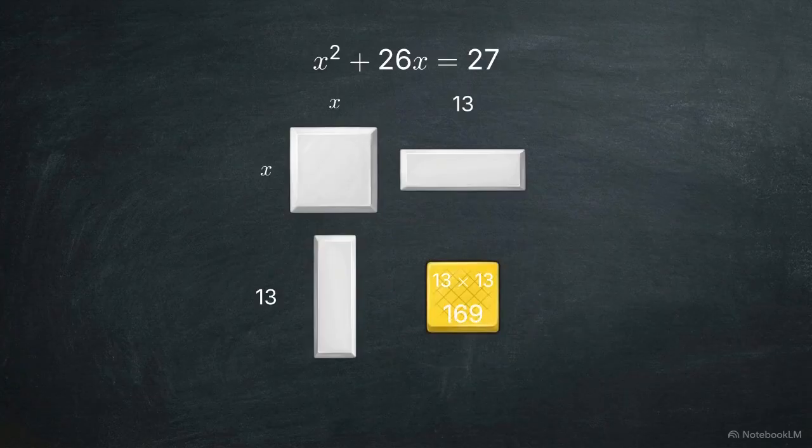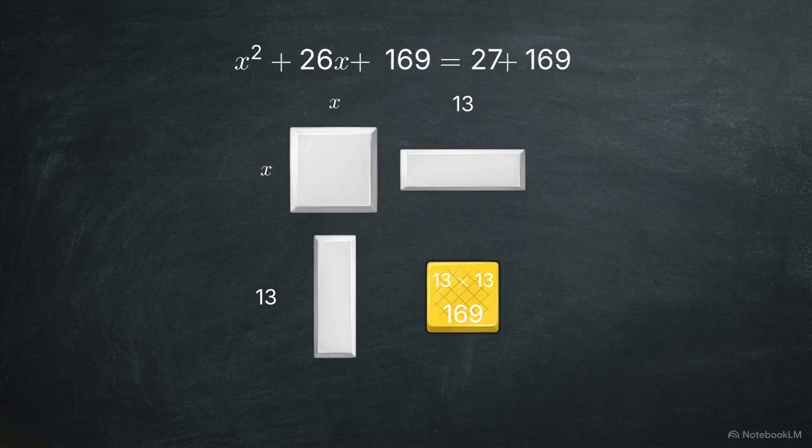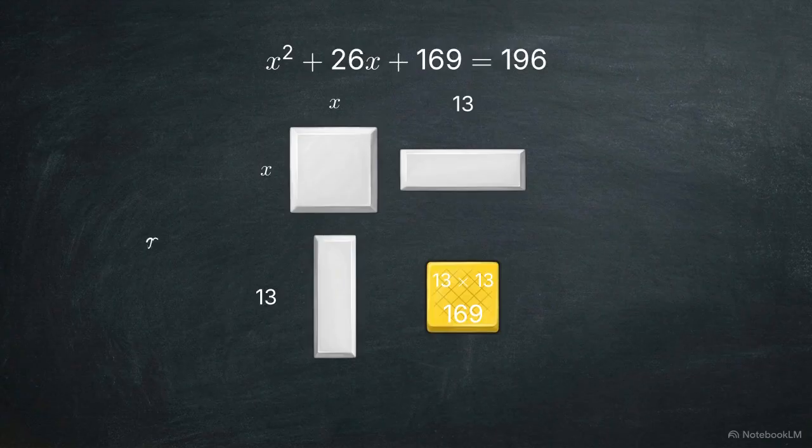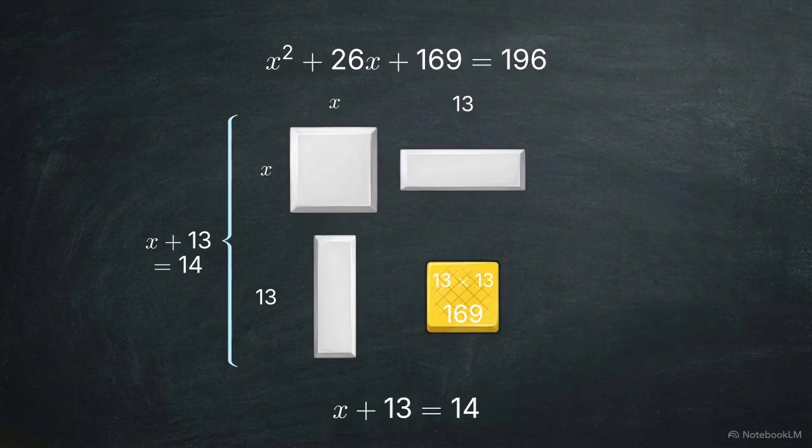By adding this area of 169 to both sides of the equation, the shape becomes a complete square with a total area of 196. Since the area is 196, the side length of this large square must be 14. Because that side is made of the original x plus the new 13, we know that x must be 1.